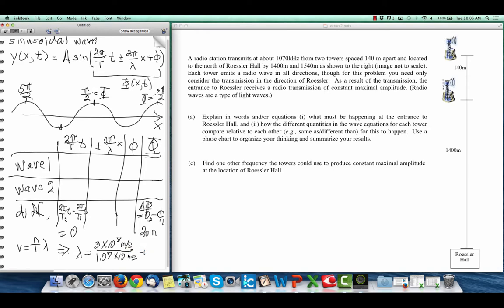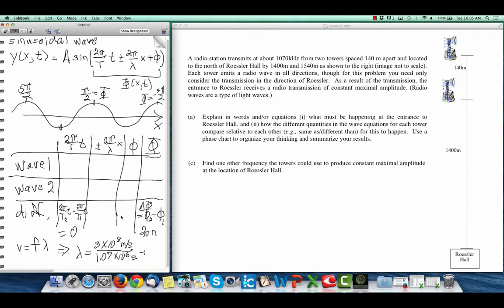Doesn't really look like a 6 to me, so let me try to make it a 6. 1.07 times 10 to the 6. So that tells you the wavelength. You can get the wavelength fairly quickly and use that to figure out the difference in the phases from wave 1 to wave 2 due to the x, and then figure out the difference due to phi.